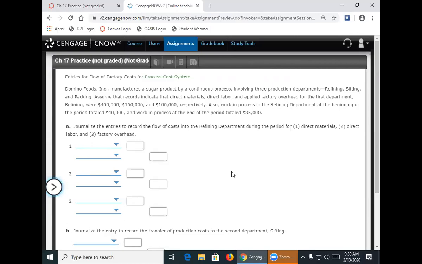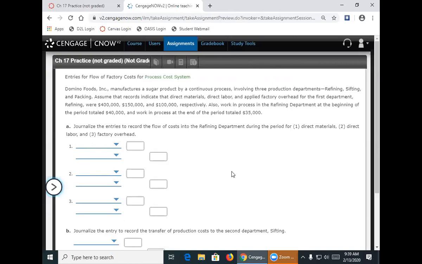Assume that records indicate direct materials, direct labor, and applied factory overhead for the first department, refining, were $400,000, $150,000, and $100,000 respectively. Work in process in refining at the beginning of the period totaled $40,000, and work in process at the end was $35,000. It says journalize the entries to record the flow of costs into the refining department for materials, labor, and overhead. So you're really just moving now into a work in process for refining.